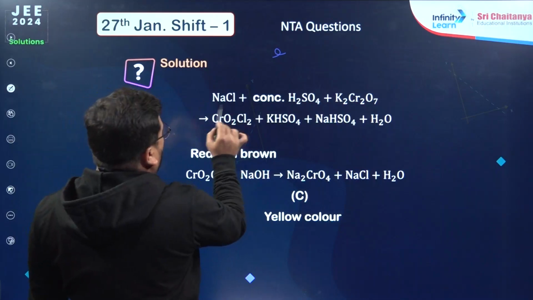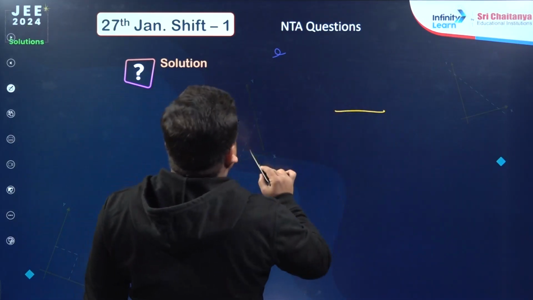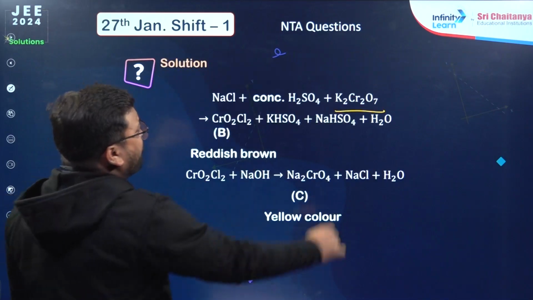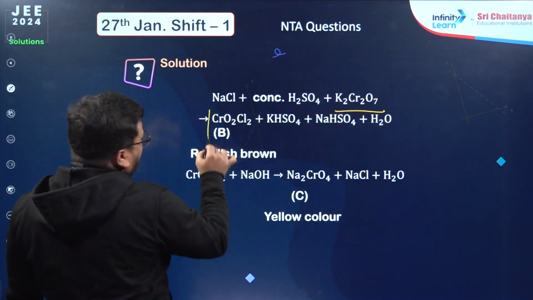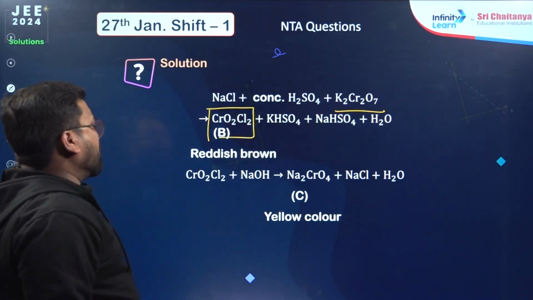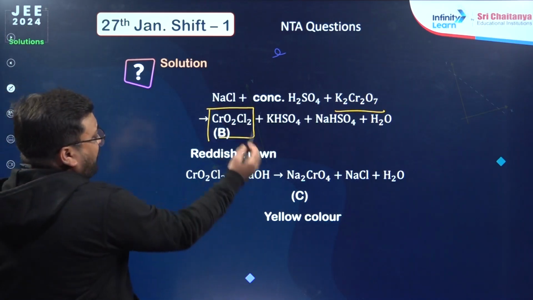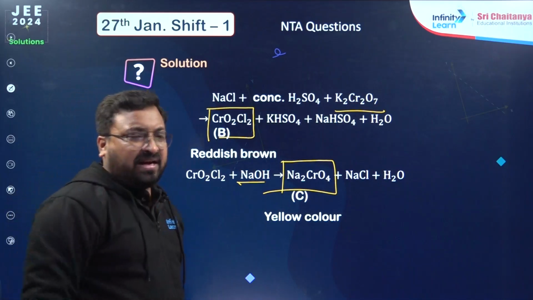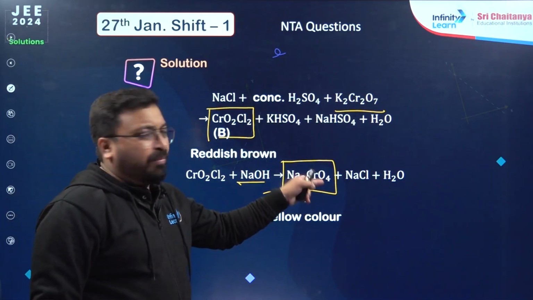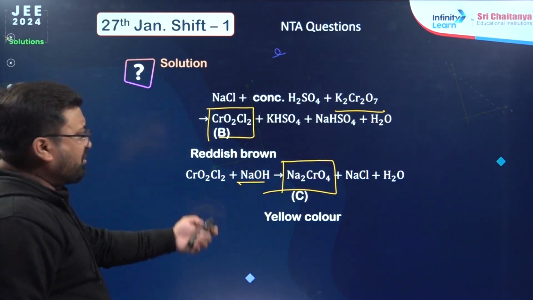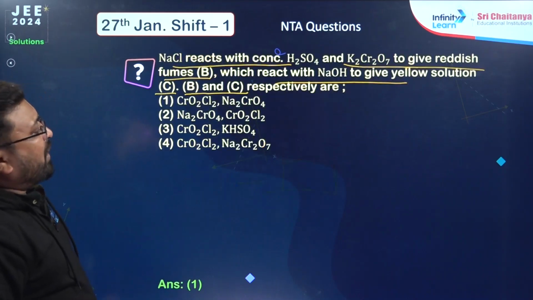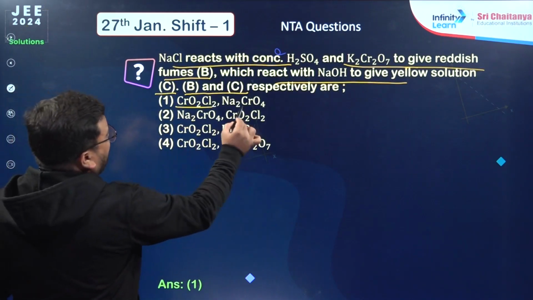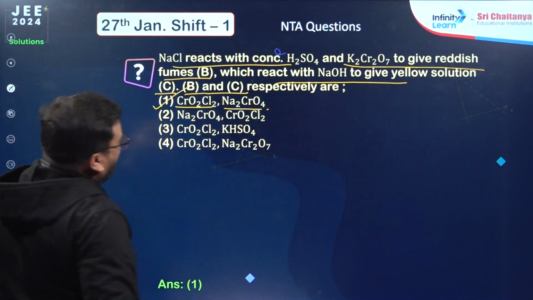So as per the question, K2Cr2O7, let's see. NaCl reacts with concentrated H2SO4 in acidic medium. So what will happen? This is chromyl chloride. Okay, so this will form, and further it will react with the NaOH. You know from the d and f block that the color of chromate ion is yellow. So this is very interesting actually. Okay, so what will be the right answer for this question? Go to this part. First is this, and then Na2CrO4. So 1 will be the right answer.